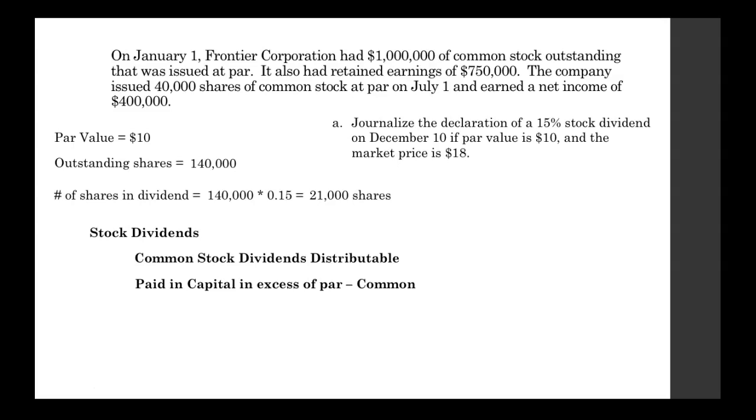So now let's talk about the values for this entry. For stock dividends, we're going to take our 21,000, the number of shares that we're handing out in this dividend, and multiply it by 18. If you look up in part A of this problem, it says the market price is $18. So you're taking your number of shares in the dividend and multiplying it by your market price. If we do 21,000 times 18, we will get 378,000. So we'll debit stock dividends 378,000.